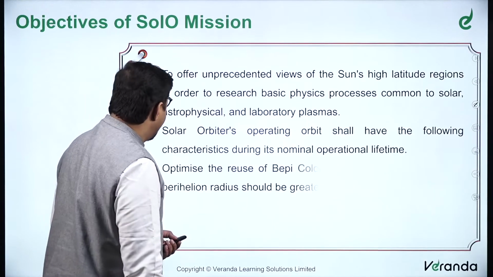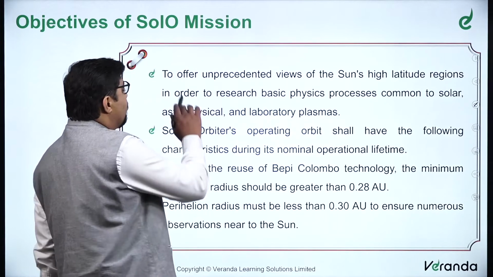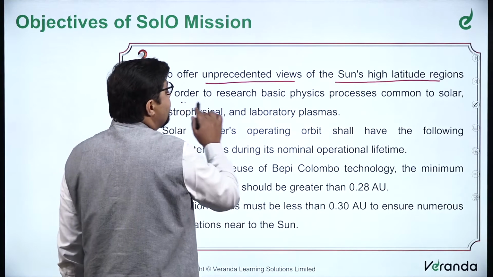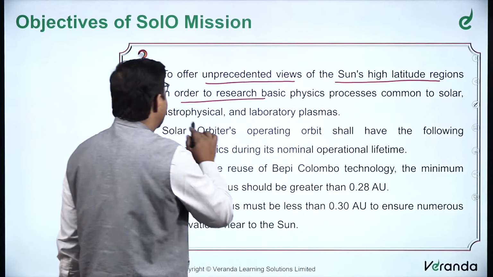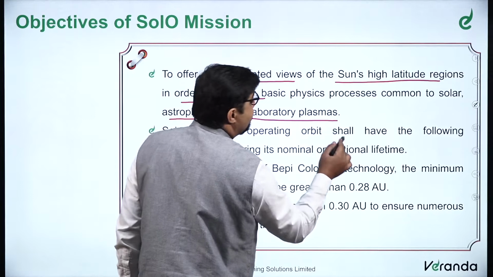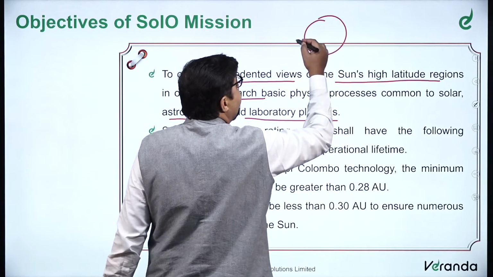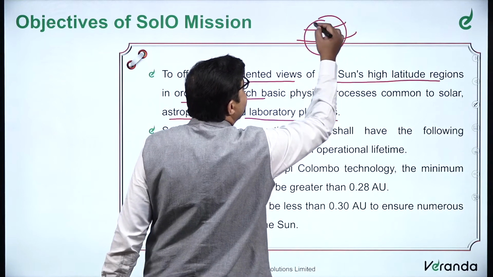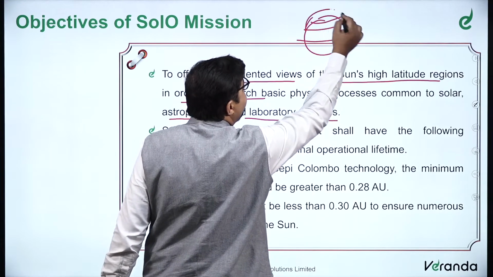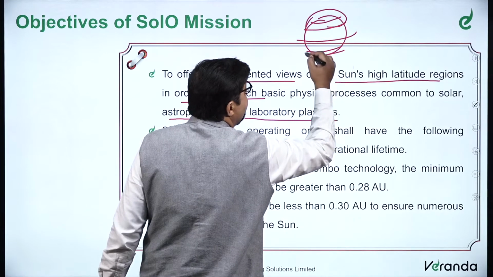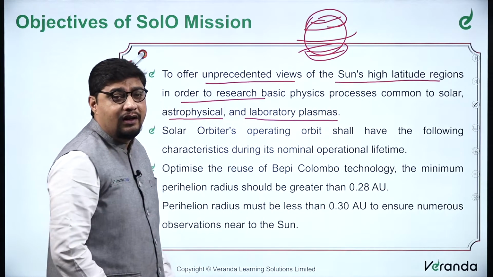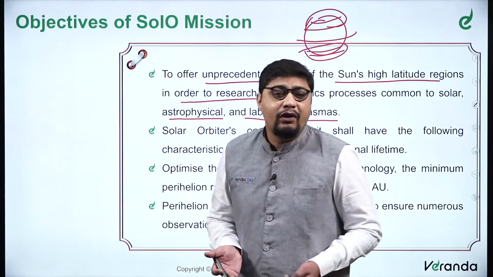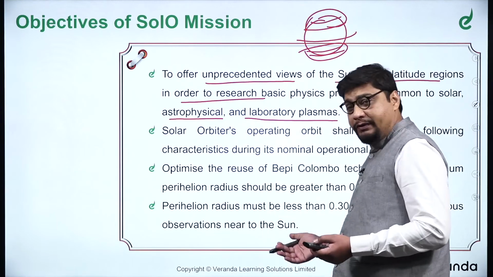Further, now let's see the objectives of this mission. It is to offer unprecedented views of the sun's high latitude regions in order to research basic physics processes common to solar, astrophysical and laboratory plasmas. This is the sun. We have most of the orbiters around the equator. Now high altitudes means basically this region, this region. So it will give us an understanding of these high orbital altitude regions of the sun. So that is again getting more information about the sun, and getting more information about the sun gives us the knowledge about what the sun is all about.